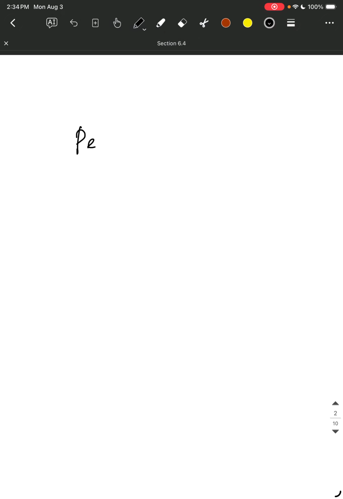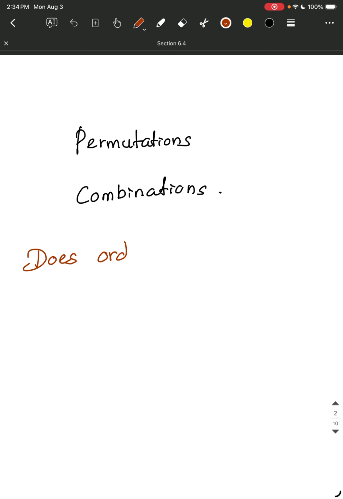Permutations and combinations. The main question we will ask throughout this lecture is, does order matter? If order matters, we use permutations. If order does not matter, we use combinations.